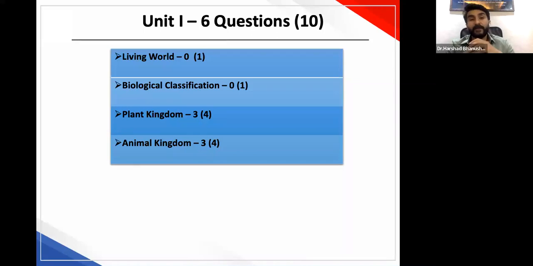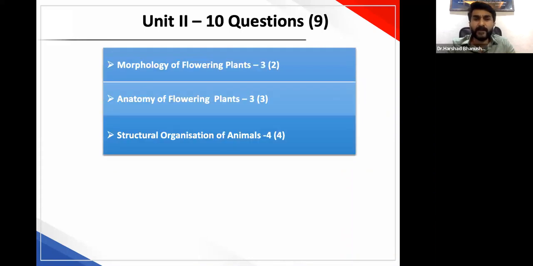Now, if you go unit-wise, the questions asked last year are in brackets, and the questions this year have also been given. If you see unit 1, I had already told you living world, biological classification, not even a single question was asked. There were 6 questions from unit 1 as compared to 10 last year, whereby they asked 3 from plant kingdom and 3 from animal kingdom. If you see unit 2, which is your big unit comparatively, with regards to morphology as a chapter, they asked 10 questions, very similar to last year.